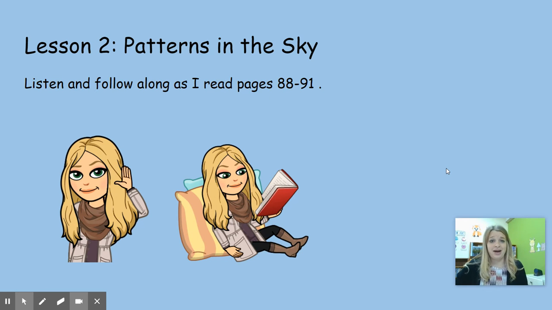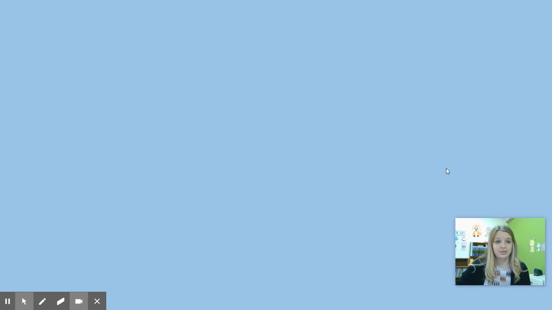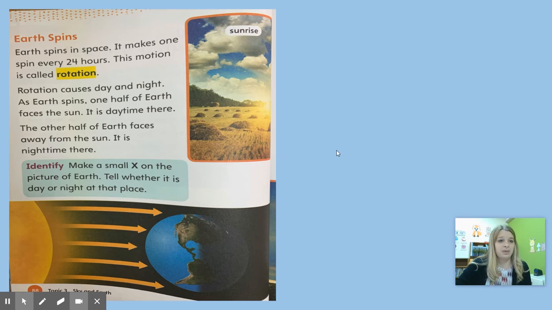So, lesson 2, patterns in the sky. Listen and follow along as I read pages 88 to 91. This is also in your science workbook as well. All right, so Earth spins. Earth spins in space. It makes one spin every 24 hours. This motion is called rotation. Rotation causes day and night.